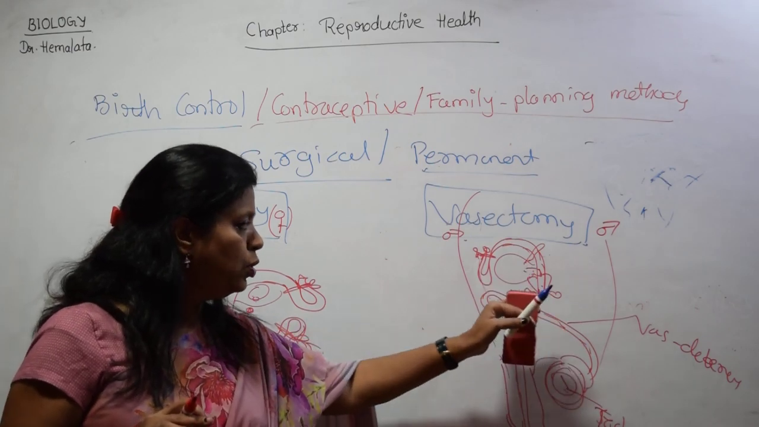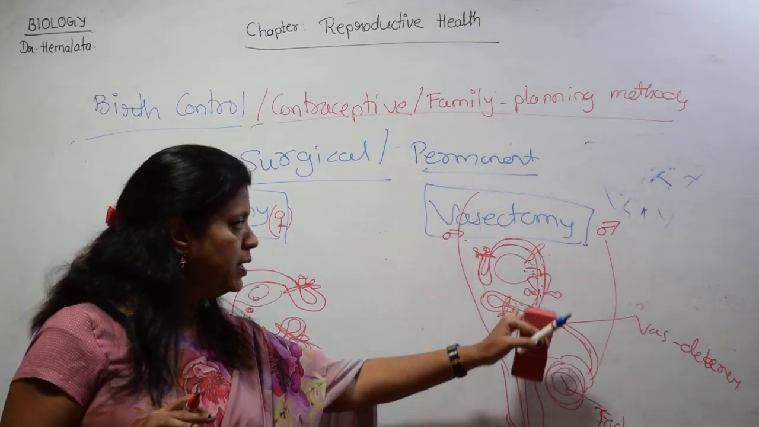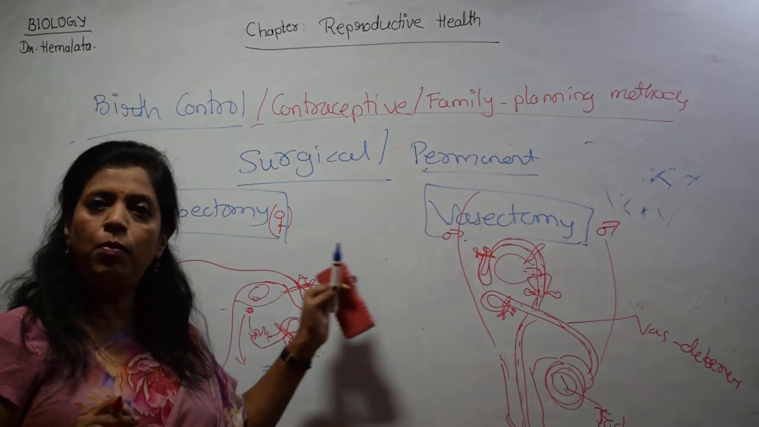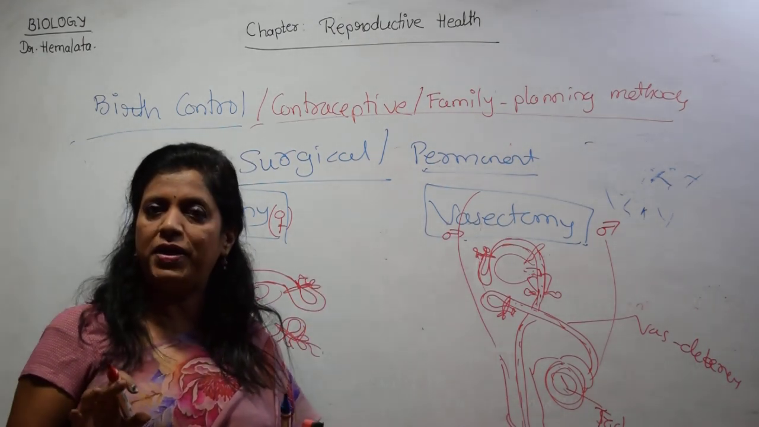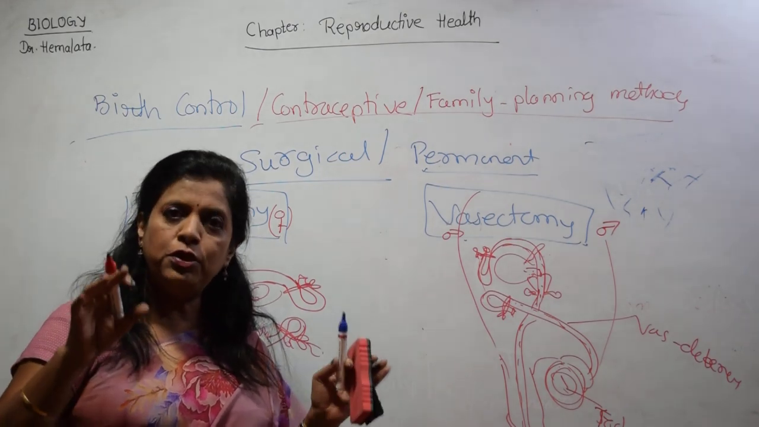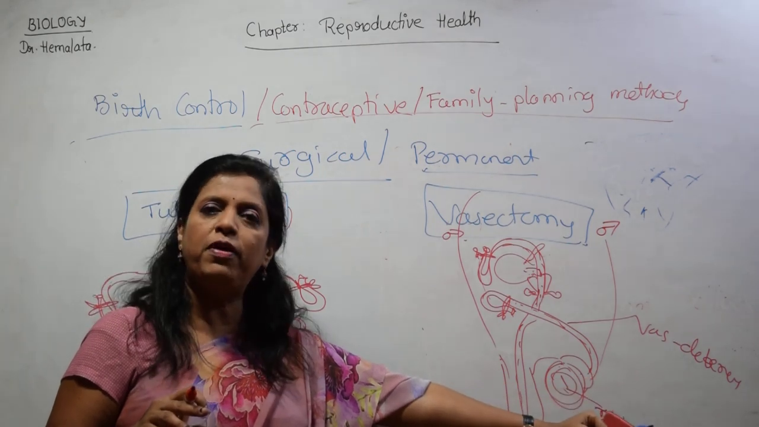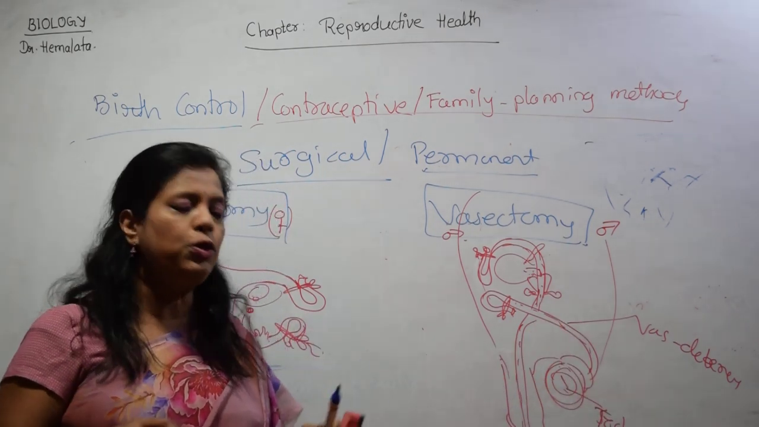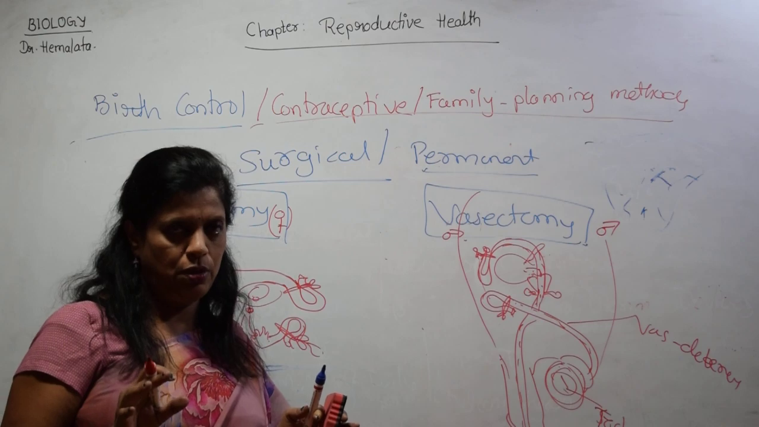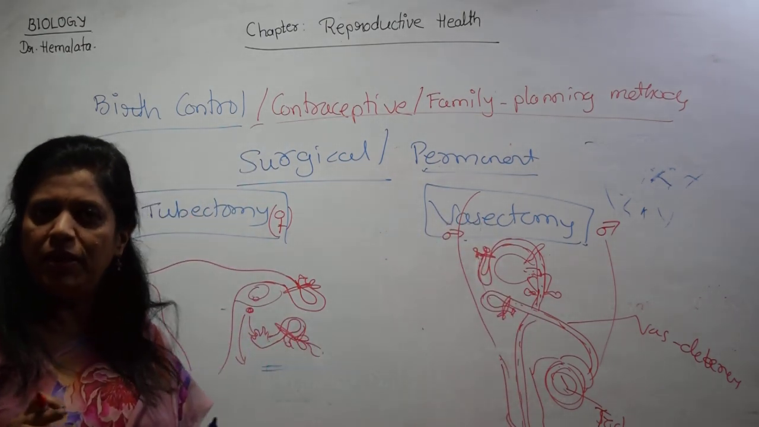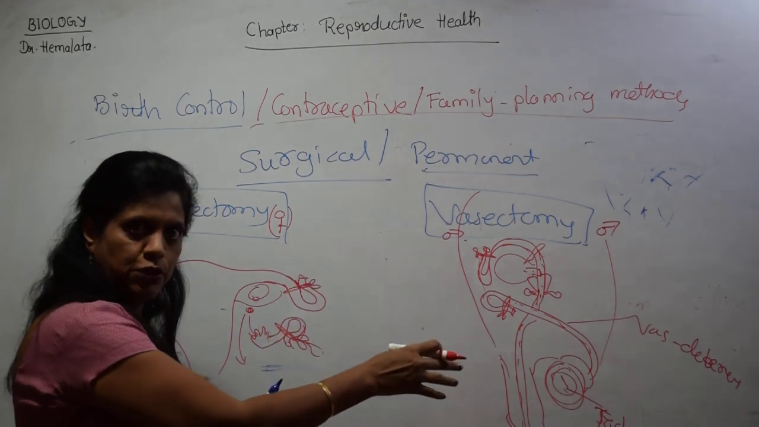Again, sperms, although they are released, will be lost in the body cavity. They will not pass through the urethra. Therefore, the easier method among these two is vasectomy, not tubectomy. Therefore, men have to be educated for vasectomy. Nothing else happens apart from the inability to pass the sperms through the urethra. Therefore, this is a safer and less time consuming method.